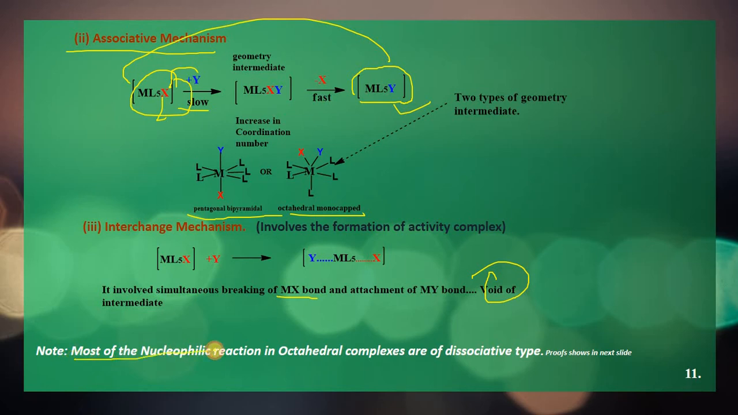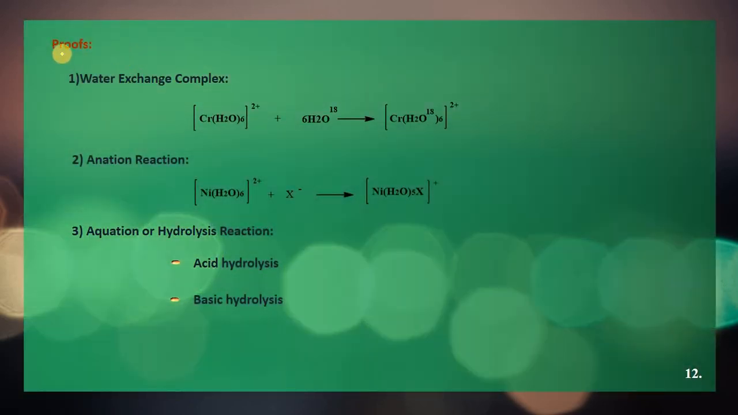And note, what I explained are nucleophilic reactions in octahedral complexes. Most of the nucleophilic reactions in octahedral complexes are of dissociative type. Then I went further by showing the proof that they are mostly of dissociative type. Proofs: water exchange complex. I use a water exchange complex as an example. Cr(H2O)6 2+ with 6 H2O-18. This is what happened. Water tends to enter. It follows the dissociative mechanism.